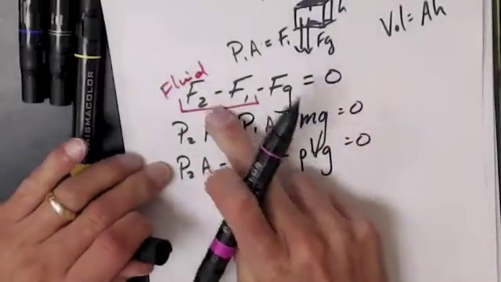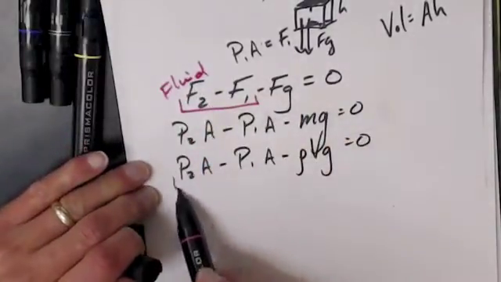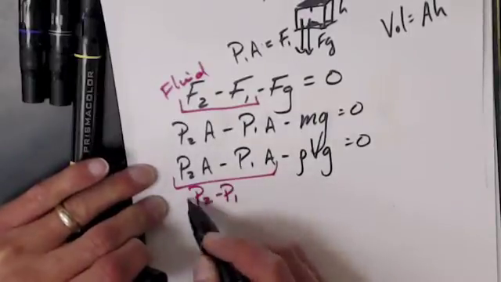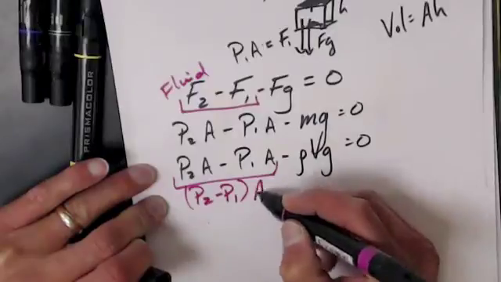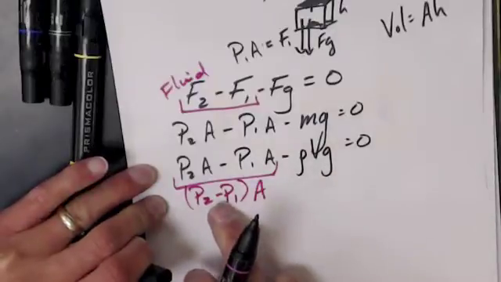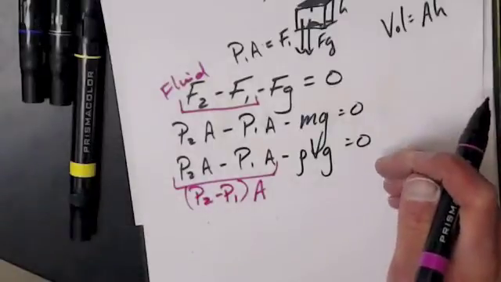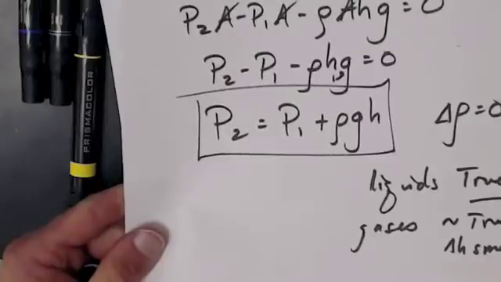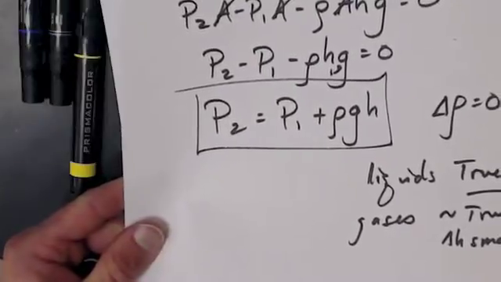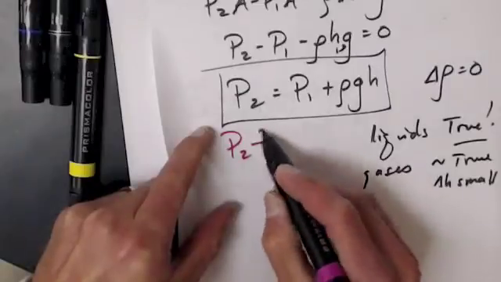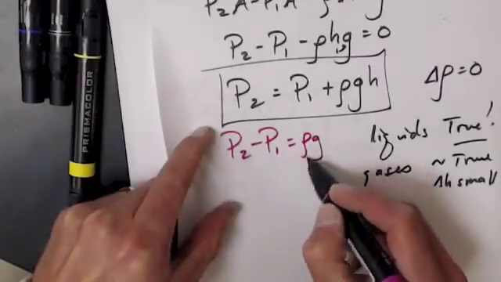So if we sum these fluid forces up, this turns into P2 minus P1 times A. Oh, this looks kind of familiar. So we look over at when we pulled up the pressure in the static fluid: P2 equals P1 plus rho GH. So if we do a little math, P2 minus P1 is going to equal rho GH.